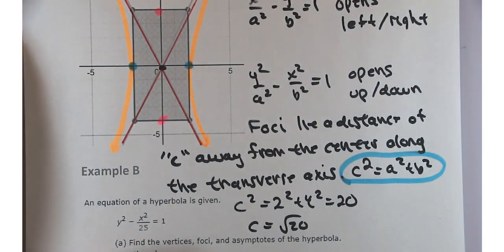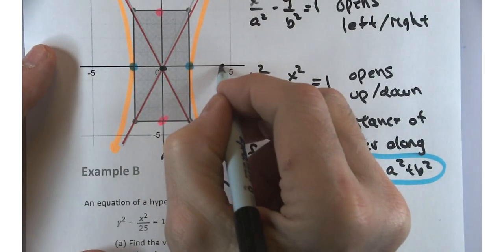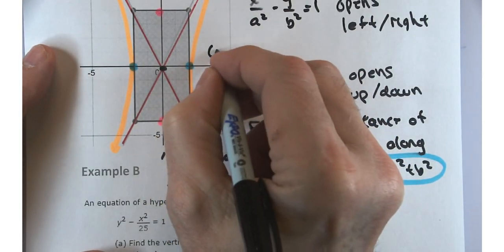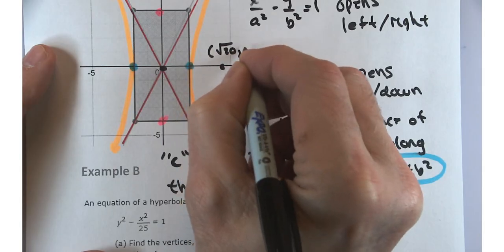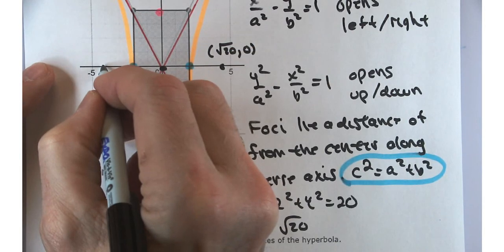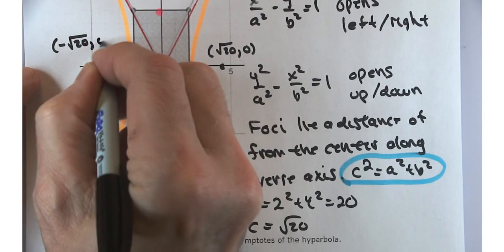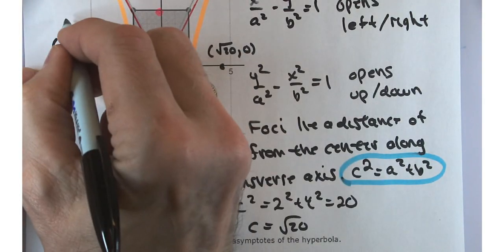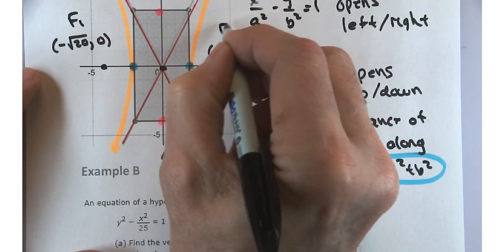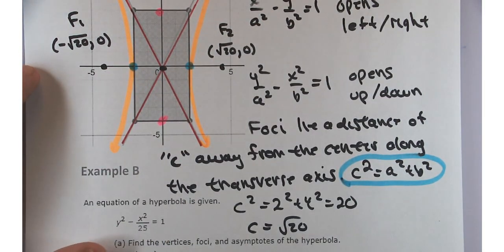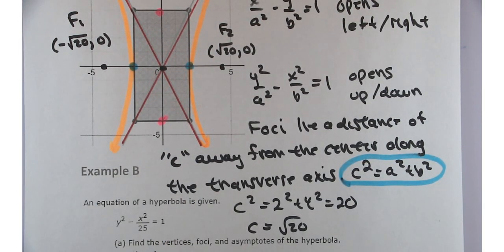Now the square root of 20 is going to be 4 something, so it's going to be a little bit less than 5. Let me write it like this: square root of 20 and 0. And then over here, negative square root of 20 and 0. Those are going to be your foci. Call them F1 and F2 if you'd like. Those are the exact coordinates of your foci.